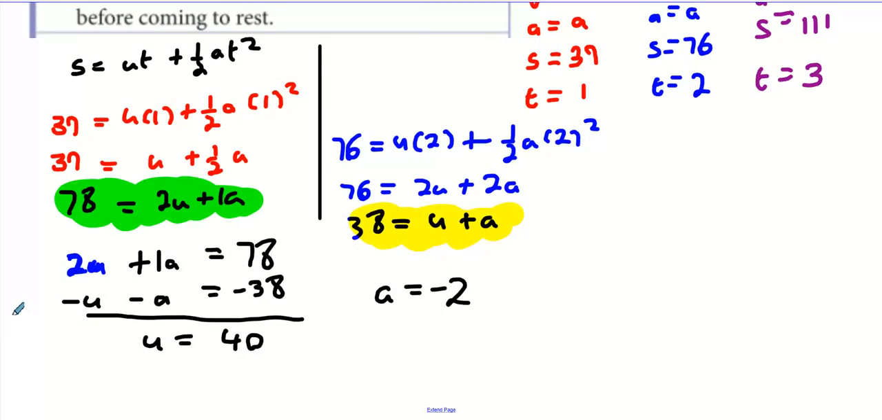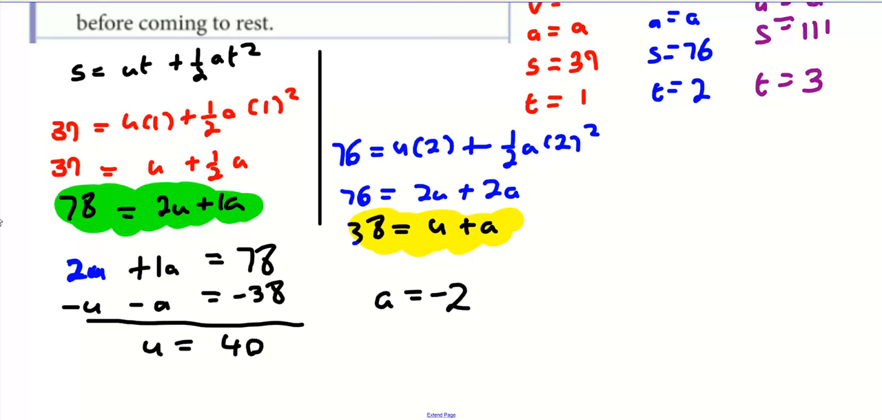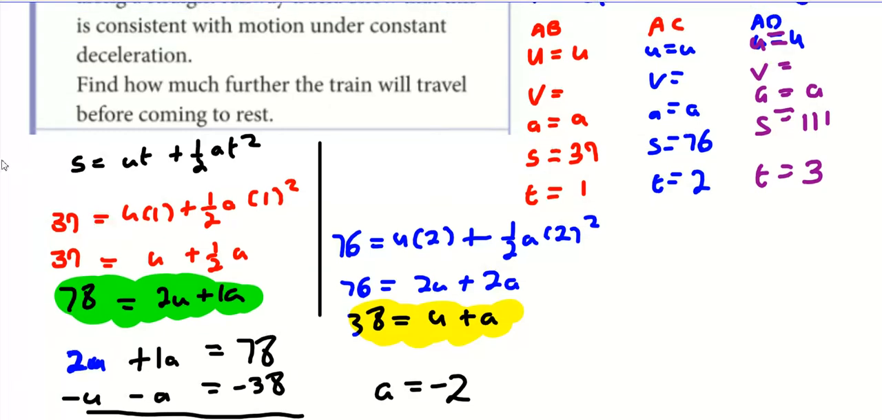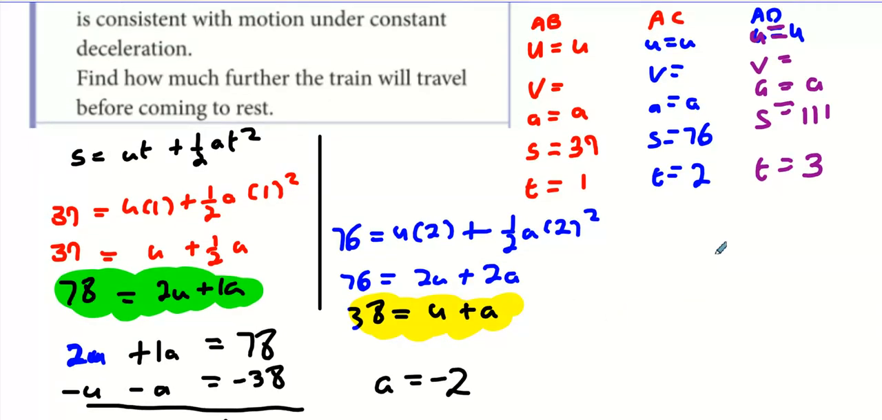Now, here's what we got to do now. We have to find out how long it takes to get to rest, don't we? How much further it will take before it gets to rest. Why don't we do it this way? U equals, what do we say, 40? If you're at rest, what happens? Velocity 0. A we know is -2.